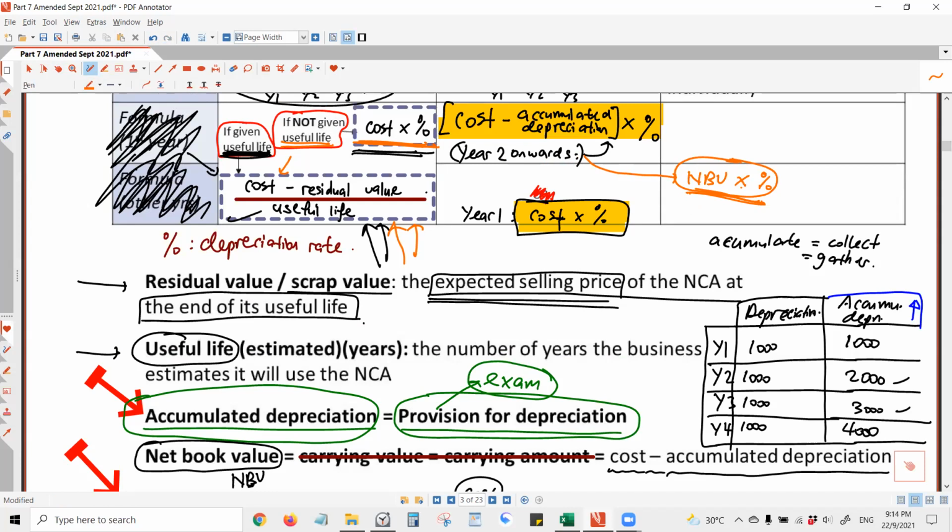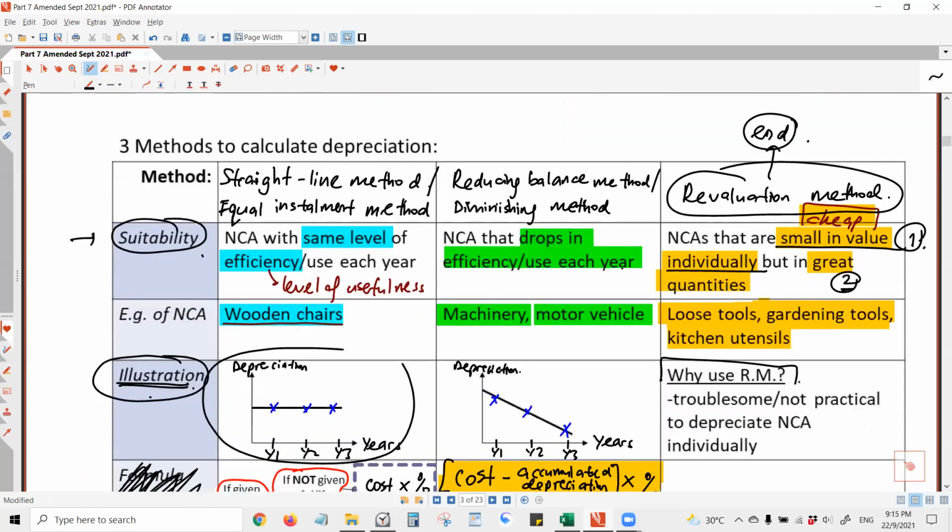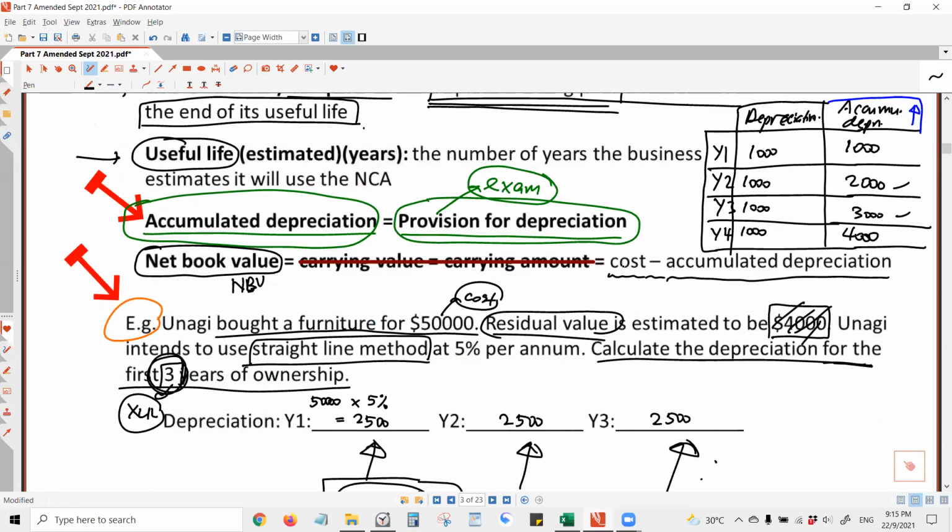I know a lot of terms to learn here. It's common. Whenever you learn new topics, you will have a set of new terminology to get used to. So now that's it for calculation for straight line method and reducing balance method. Now I show you more questions for calculation to let you practice more.